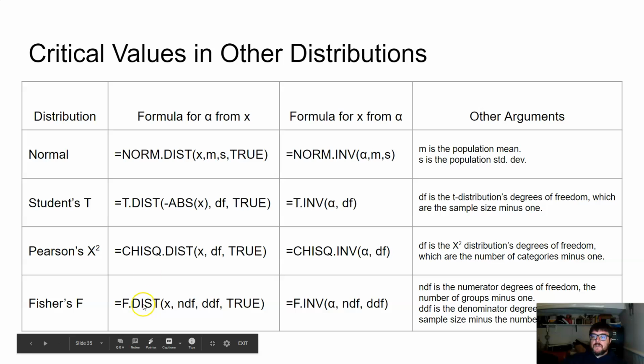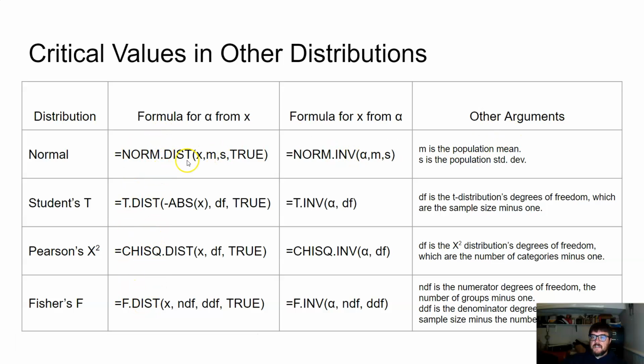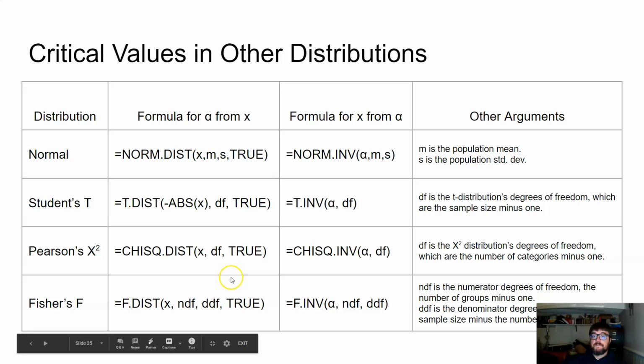So you can see they have a similar sort of format where you have the name or abbreviation of the distribution, and then .dist, and then the critical value, which is x, and then some extra parameters, and then true because you want the cumulative distribution. That's how you get the alpha value from the critical value. And if you want to compute the critical value from an alpha, then it's the distribution.inv and the parameters, and you don't need the trues.